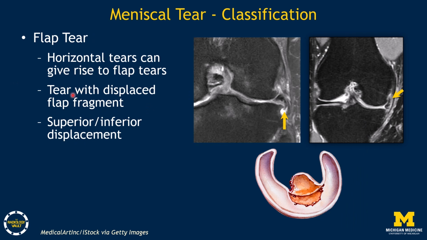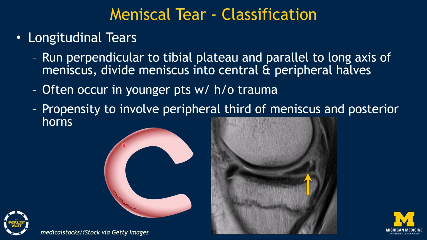Horizontal tears can give rise to flap tears, which can be seen as superior or inferior when displaced from the superior surface or inferior surface of the meniscus, respectively. Longitudinal tears run perpendicular to the tibial plateau and parallel to the long axis of the meniscus, dividing the meniscus into central and peripheral halves. It occurs often in younger patients with history of trauma. It has propensity to involve the peripheral third of the meniscus and the posterior horns.